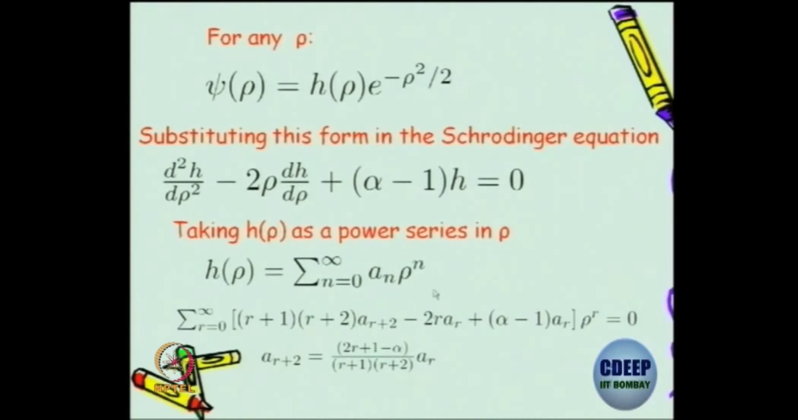Is that right? You don't get a_(r+2) in terms of a_(r+1). What does that tell us? I can split my h of rho into two pieces, one involving odd powers, one involving even powers, and the coefficients of even powers are related by this. Similarly, the odd powers are related by this. When r is even, the coefficients are related by this, and when r is odd, the coefficients are related by this, where r is odd.